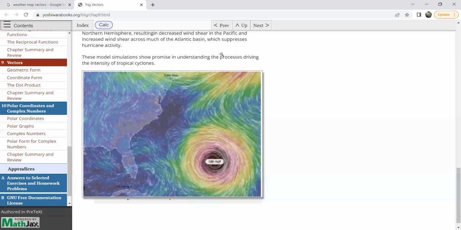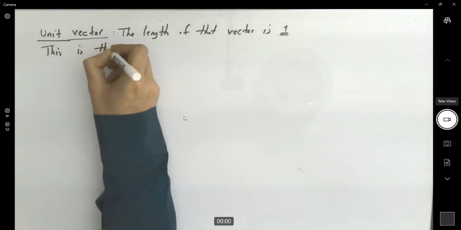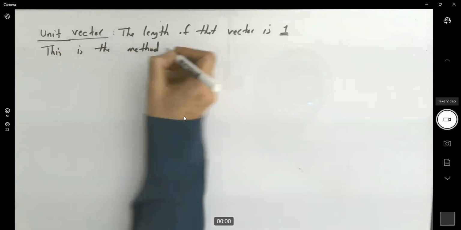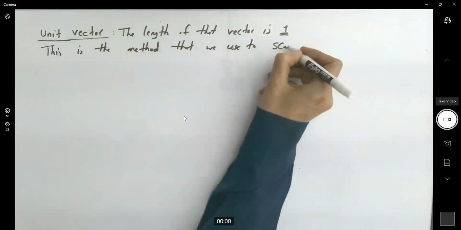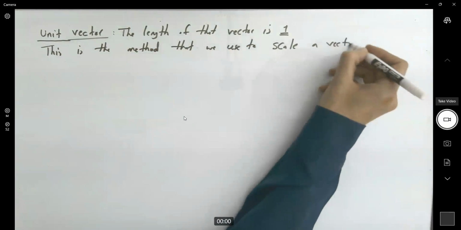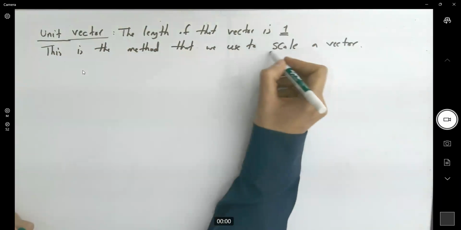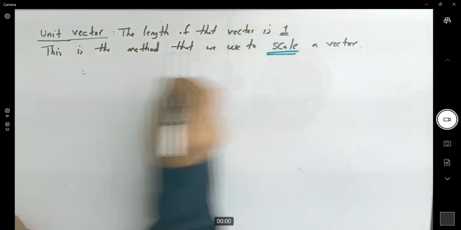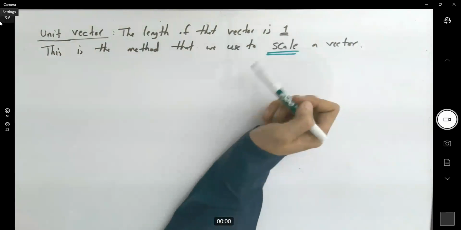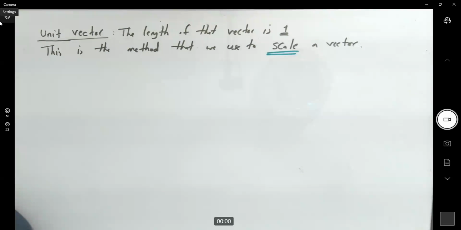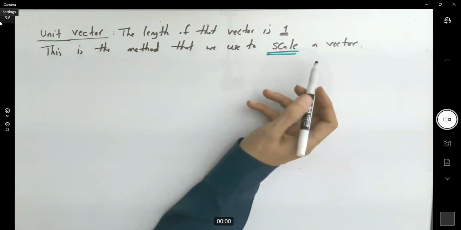So how do I scale a vector? This is the method that we use to scale a vector. These are the terminologies that you need to know: scaling a vector. How to change the length of the vector to make it equal to 1. Okay, very good. This is the way that we're going to scale a vector.